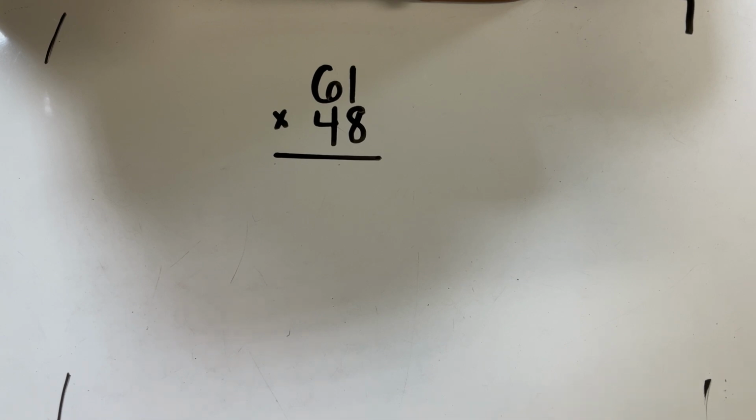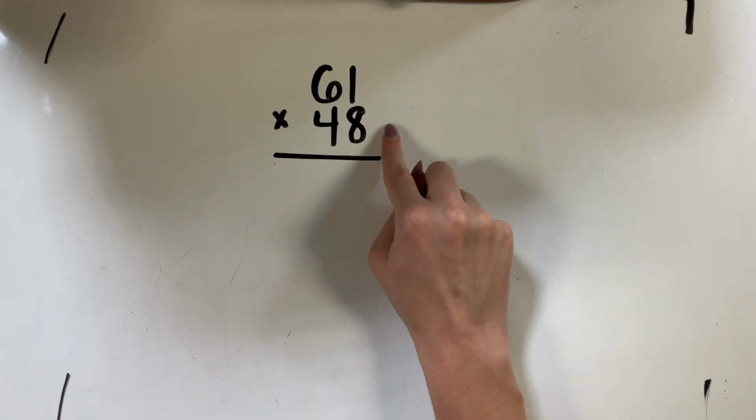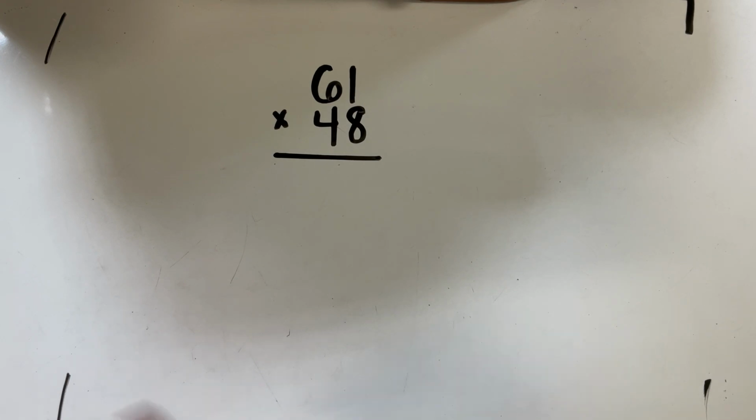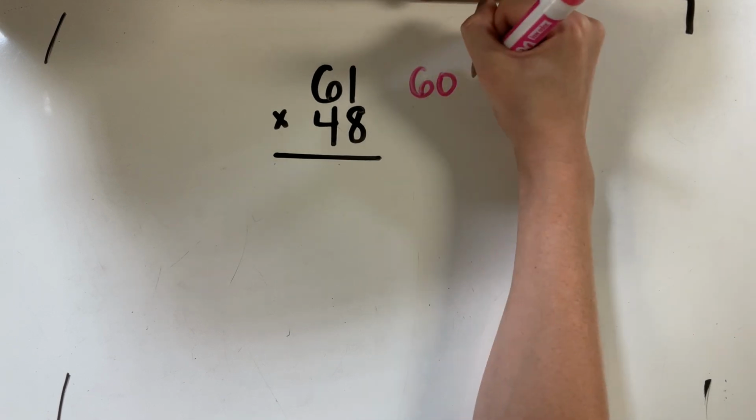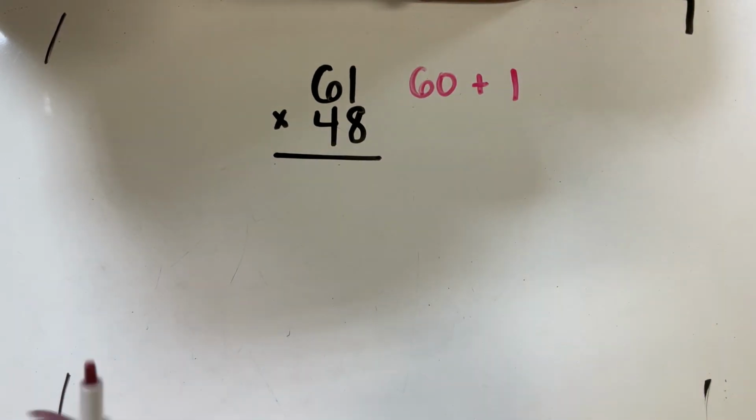I want you to practice doing that. Write those expanded forms right out at the side. Pause this, and then you can check your work with me. All right. 61 in its expanded form is 60 plus 1.